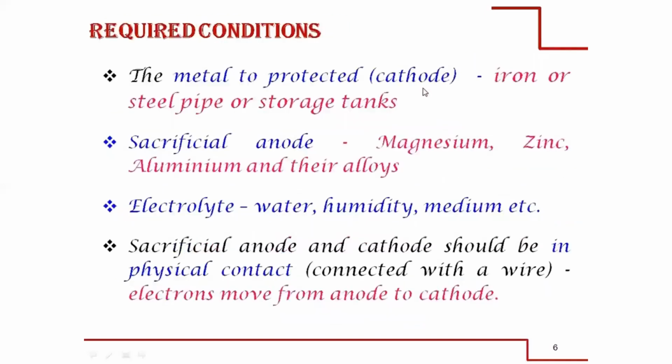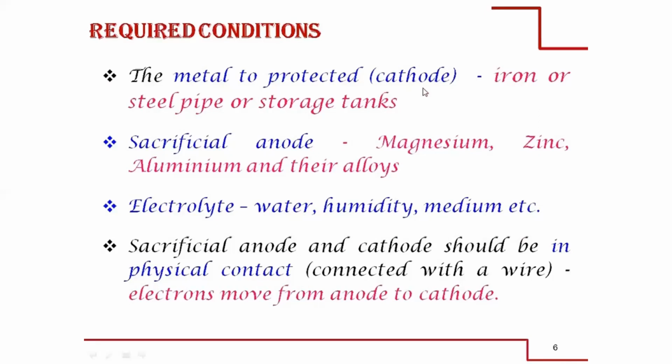These are the conditions required for corrosion to take place: cathode, anode, and electrolyte. In this case, the cathode is the metal to be protected, which may be an iron pipe, steel pipe, or storage tank. The sacrificial anode we take is magnesium, zinc, or aluminum, because these are more active metals compared to others in the electrochemical series. The electrolyte is water, humidity, and the corrosive medium.